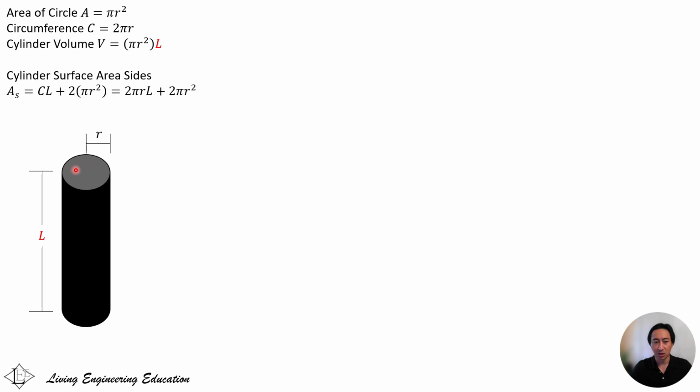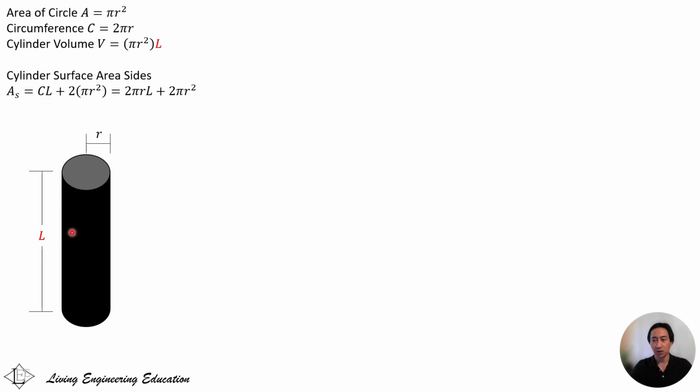If you're just looking at the top or bottom layer, then it's just 2 times the area of the circle. So 2 pi r squared, right? If you're also interested in this side component here, that will just be the length L times the circumference right here. So the circumference 2 pi r times the length L.